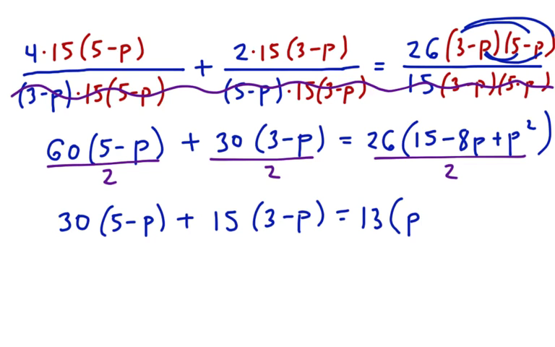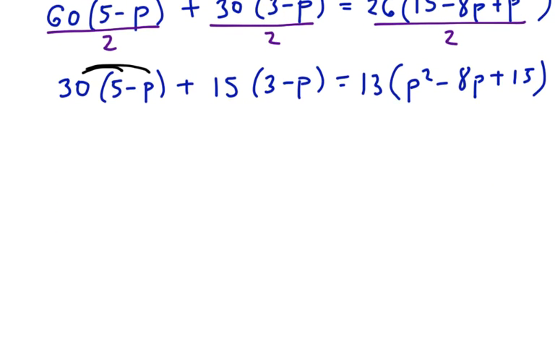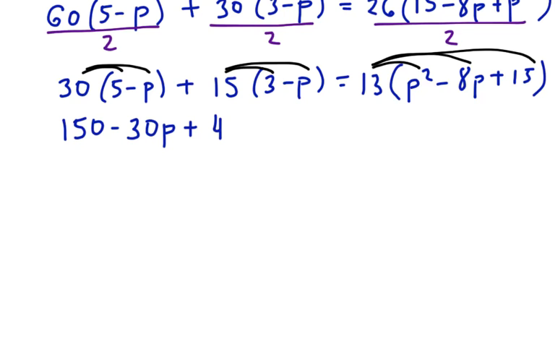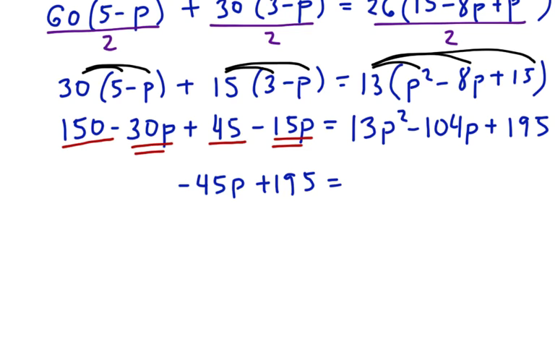I'm going to rearrange my inside terms while I'm at it to put them in a better order. Okay, so it's starting to look a little better for us, hopefully. We'll distribute to finish up more cleanup. So we'll have 150 minus 30p added with 45 subtracted by 15p equaling 13p squared minus 104p plus 195. I still have like terms on the left hand side, so I'll take care of that now. We're going to be looking at a negative 45p plus 195. We're all cleaned up on the right hand side, so just bring it down.